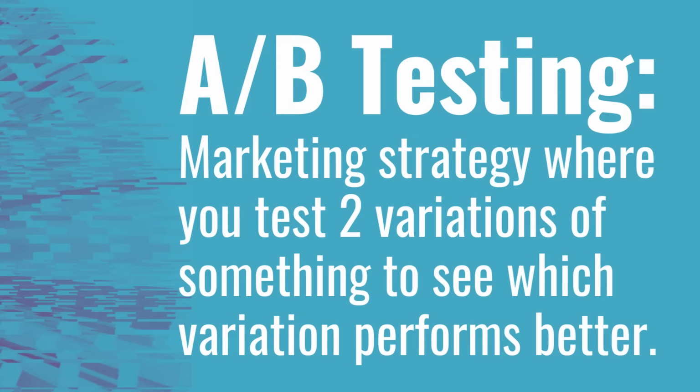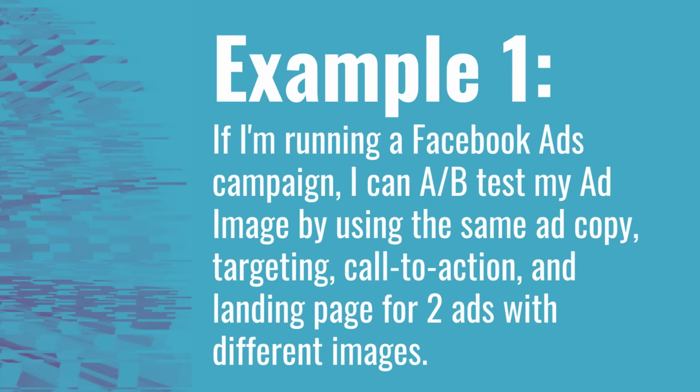So to start with an example, let's say I'm running a Facebook ads campaign and I want to A/B test my ad image. So what we're going to do is run the same exact advertisement, but with different images. So same ad copy, same targeting, same call to action, and the same landing page for two ads with different images. So the way that would look is we would run variant A, and you can see it's the same exact ad copy at the top. Everything is exactly the same except for the image.